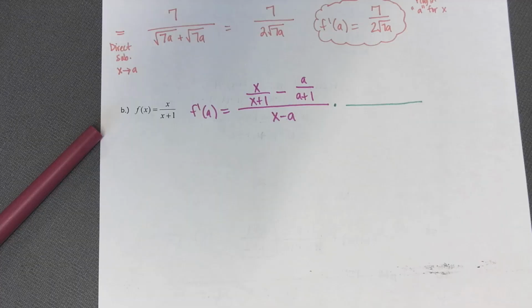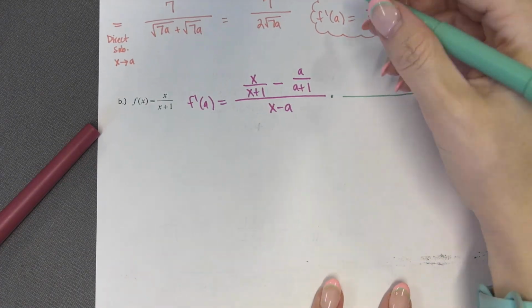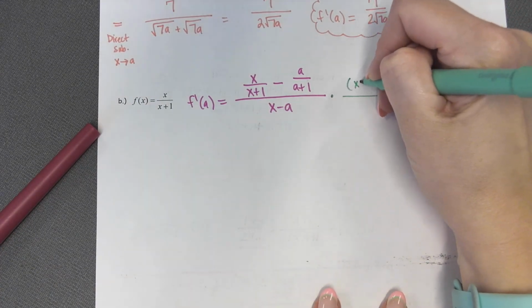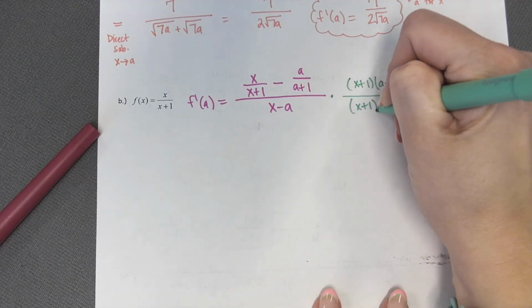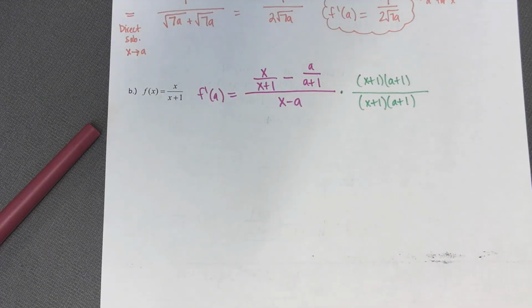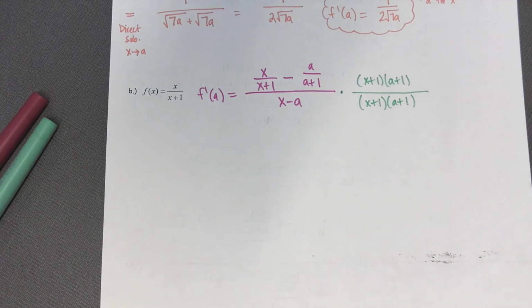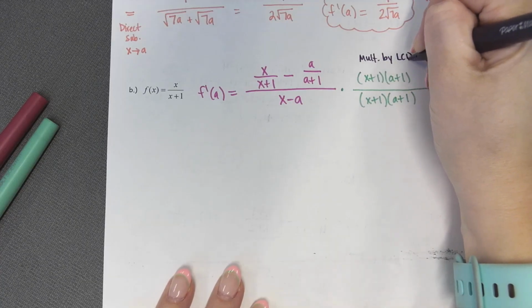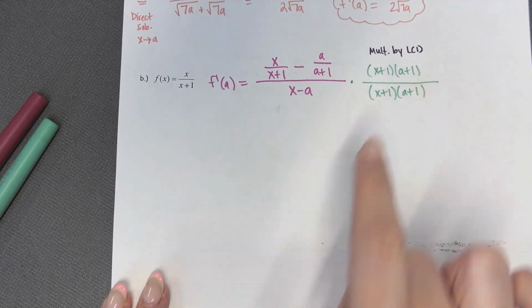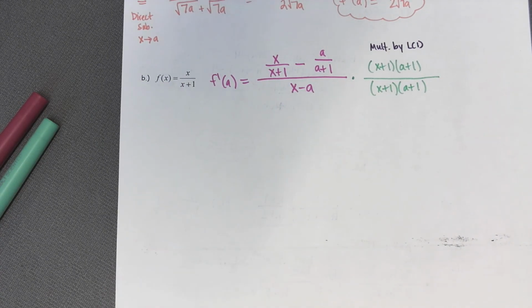All right, Aloria, what'd you get for your LCD? X plus 1 times a. Nice. X plus 1 times a plus 1 is what we're going to multiply by. When you multiply by your LCD, you're going to multiply both of those in the numerator by the x plus 1 and the a plus 1.